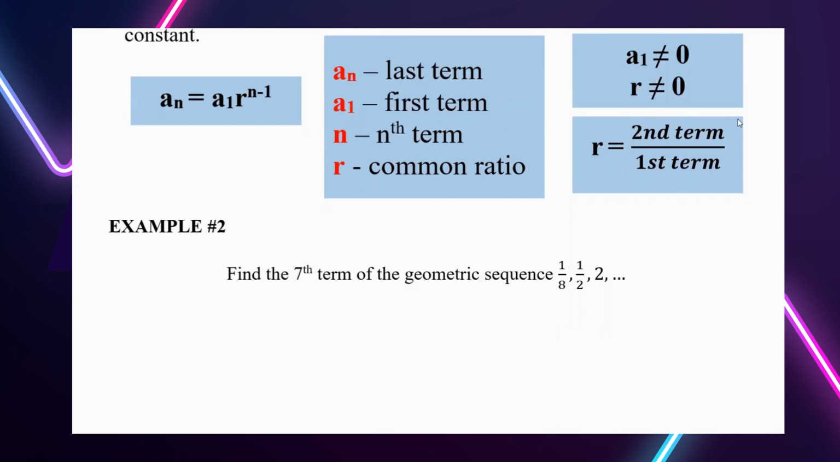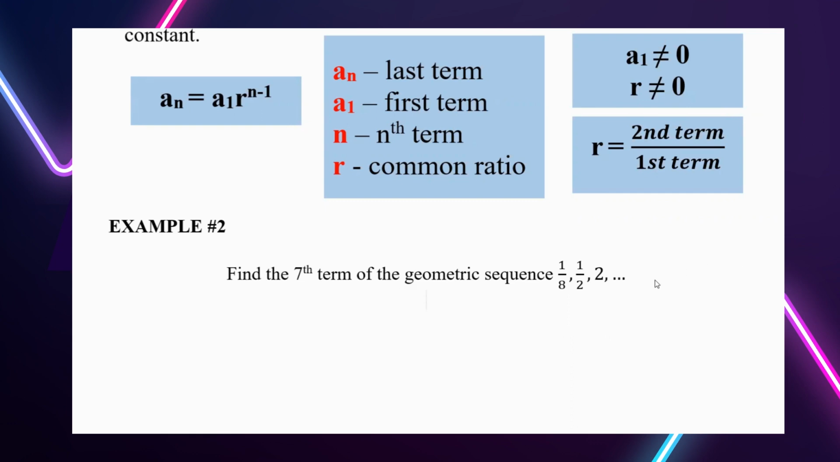This time, gamitin naman natin ang formula ng geometric sequence na a sub n is equal to a sub 1 times r raised to n minus 1 to solve our example number 2. Find the seventh term of the geometric sequence 1/8, 1/2, 2, and so on and so forth.